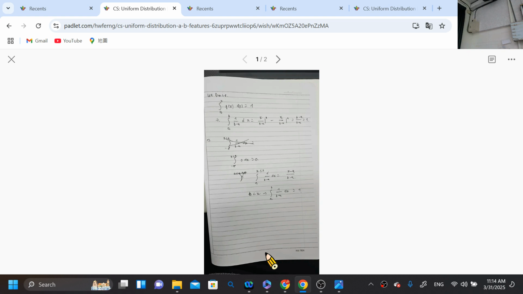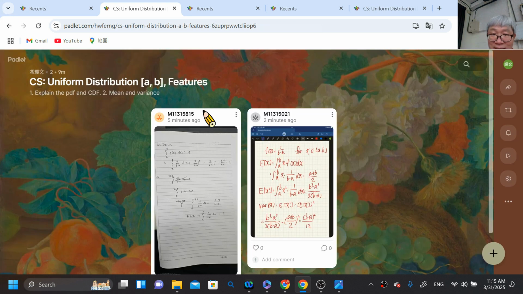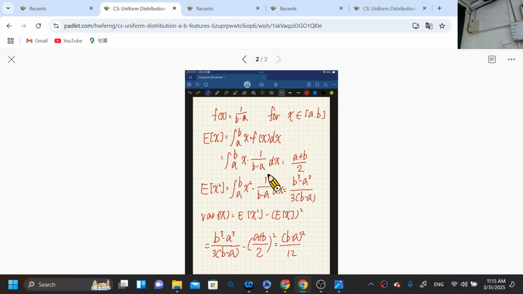All right, so this is PDF and CDF, and let me get back to mean and variance. Okay. The presenter, let me check the account first. Okay, you are the student with this ID, right? So it's you. And then you are the presenter, speak louder, come here. Speak louder. So we got uniform distribution, PDF is f of x.